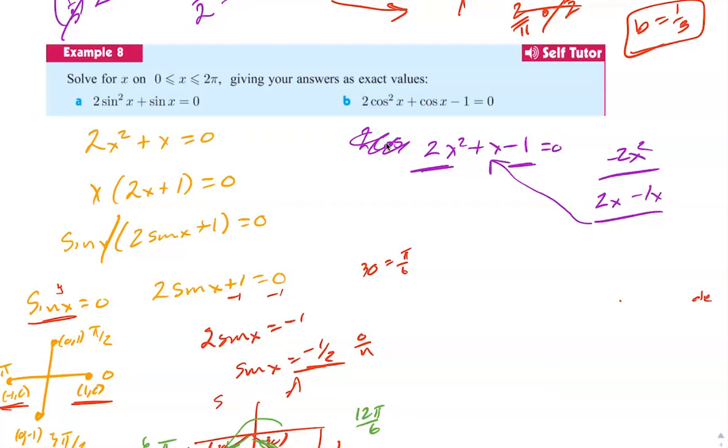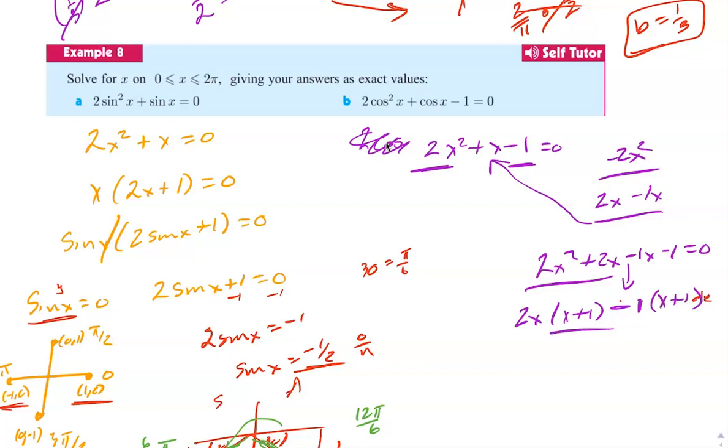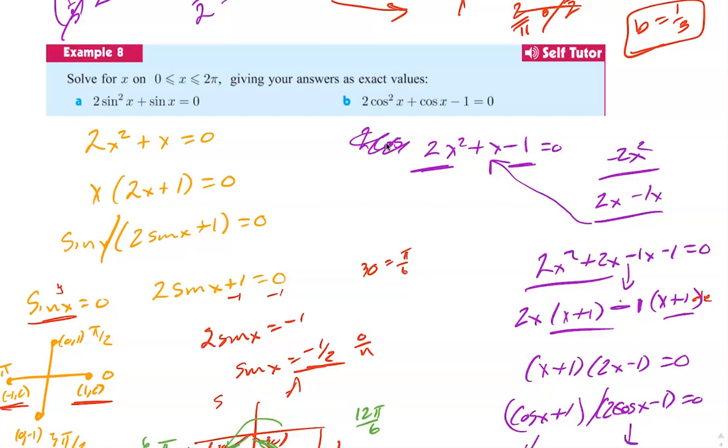Sub it in for the middle. 2x squared plus 2x minus 1x minus 1 equals 0. Factor by grouping. Or however you like to factor these. I always bring in the middle sign, so that when you factor them, you're dividing, so it becomes x plus 1. -1 divided by -1 is plus 1. These match. You're left with this. And don't forget to plug your cosine back in. So cosine of x plus 1 and 2 cosine of x minus 1 equals 0. Split and then solve each one separately.